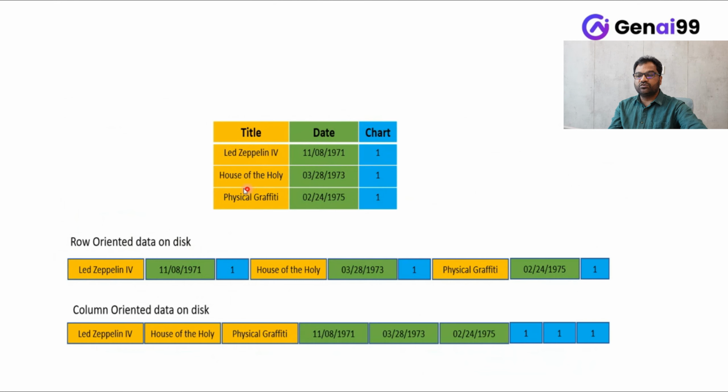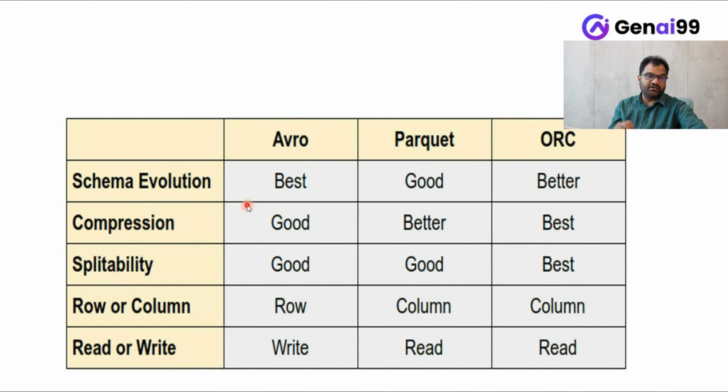Then again the next row will start here. Again the third row will start here. This is row oriented data. The same thing can be stored column oriented like this. First, the entire column data is stored. Then the second column will start after the first column ending. Then the third column value will start after the second column ending. So this is about row oriented and column oriented data.